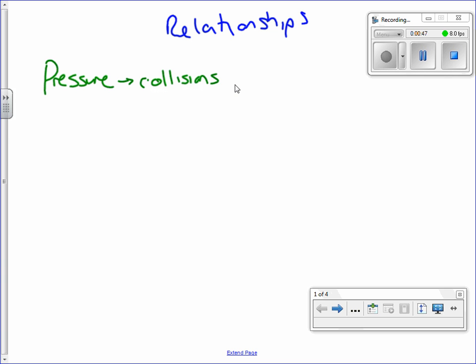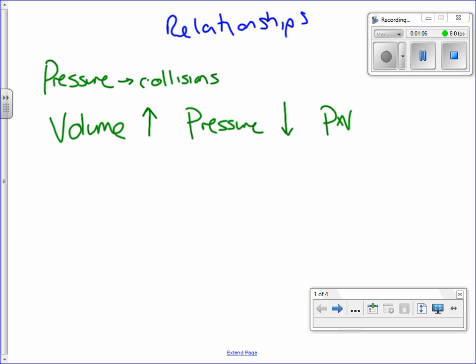If we're looking at volume, volume is the space. As volume goes up, more space is going to give the particles fewer collisions, so your pressure is going to go down. This is Boyle's law. Boyle's law also says that the quantity of pressure times volume, at a constant temperature and fixed amount of particles, is a constant.